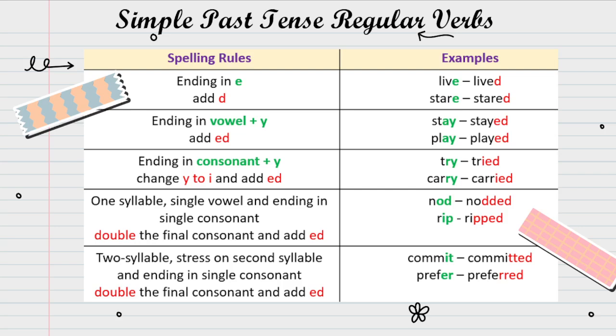So let's see here. We have our spelling rules. I have attached this on your reading material so you can go through that. But basically, if it ends with E, just add D. If it ends with a vowel and a Y, we add ed, like stay, stayed. Alright, so just take a look at that.